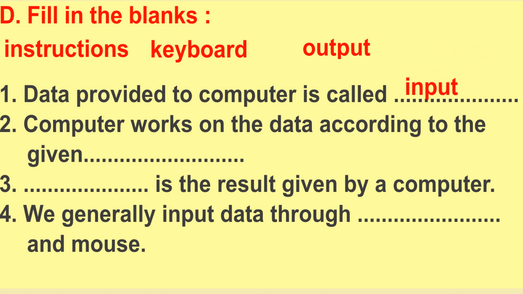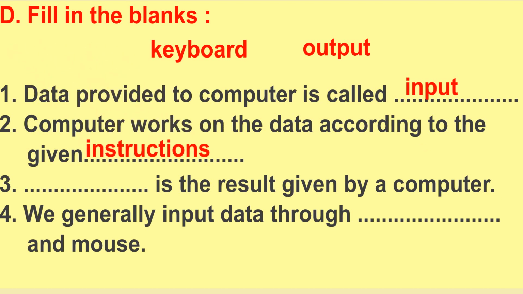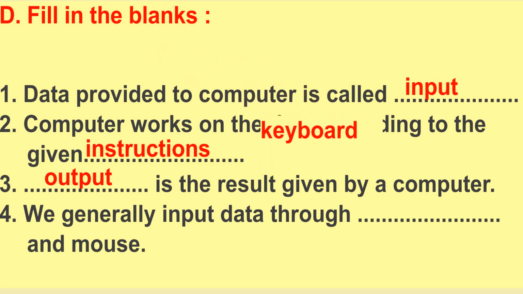Second statement is, computer works on the data according to the given dash. And the right answer is, computer works on the data according to the given instructions. Third statement is, dash is the result given by a computer. And the right answer is, output is the result given by a computer. Fourth statement is, we generally input data through dash and mouse. And the right answer is, we generally input data through keyboard and mouse.